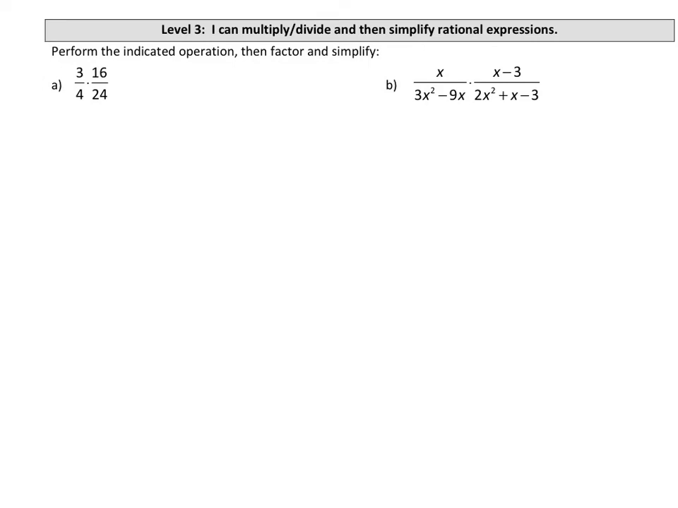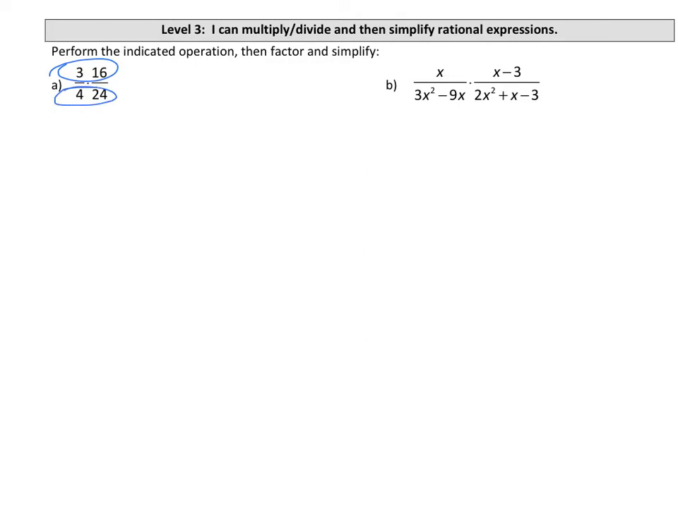In level 3, we will still be using our factoring and simplifying skills from level 2, but we also have to multiply and divide rational expressions. So let's just review how that works. When you multiply two fractions, you multiply the top times the top and the bottom times the bottom.